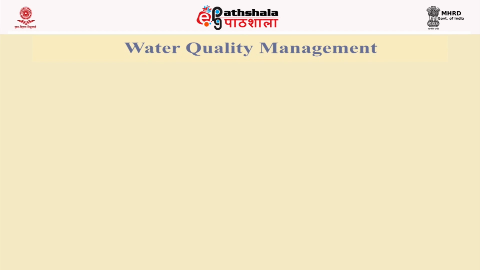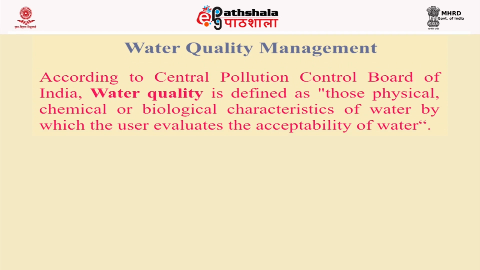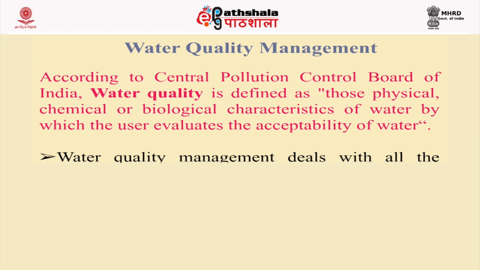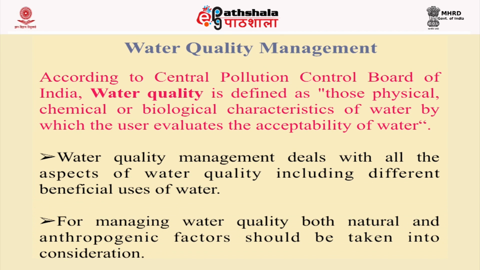Water quality management. According to the Central Pollution Control Board of India, water quality is defined as those physical, chemical or biological characteristics of water by which the user evaluates the acceptability of water. Water quality management deals with all the aspects of water quality, including different beneficial uses of water. For managing water quality, both natural and anthropogenic factors should be taken into consideration.